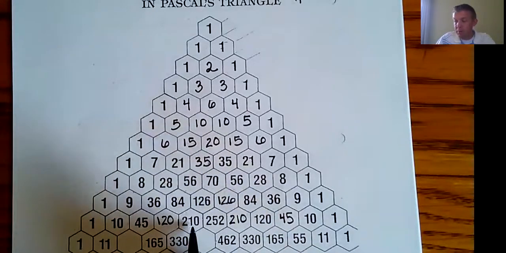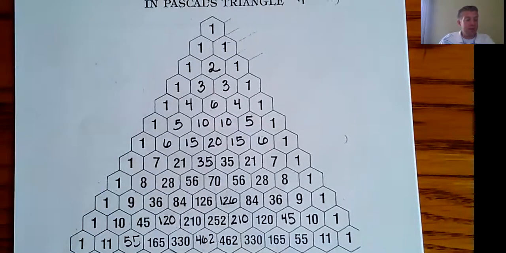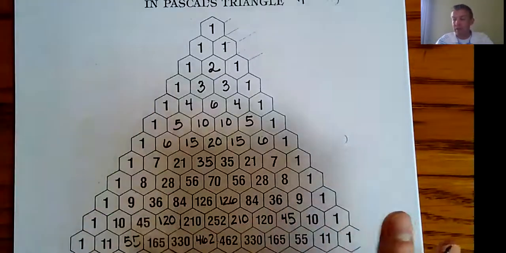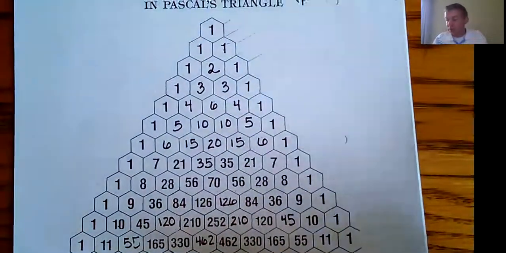No big surprise because of what's there. 10 plus 45, that's going to be 55, which matches over here. And 210 plus 252 is going to be 462, which matches what's on the other side there. Okay, so that's how to make the triangle. Easy peasy? I hope so. All right, moving right along.